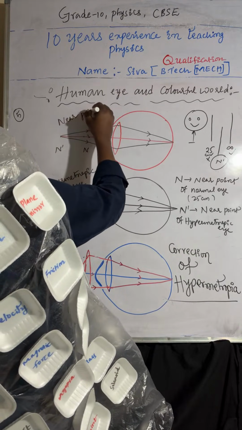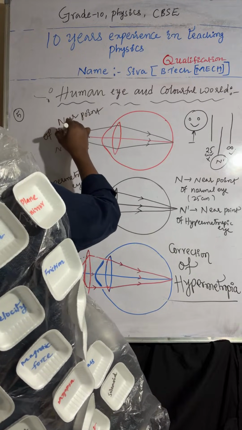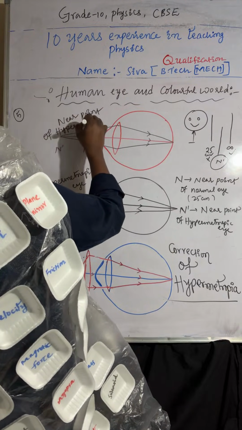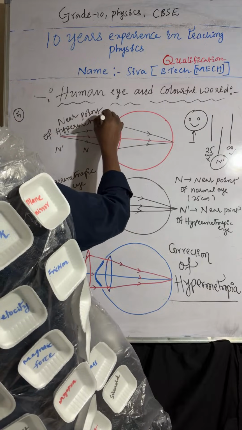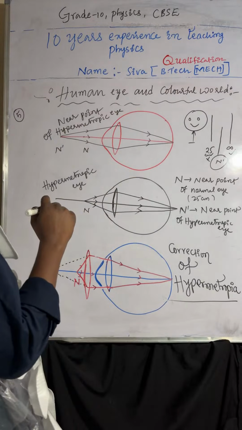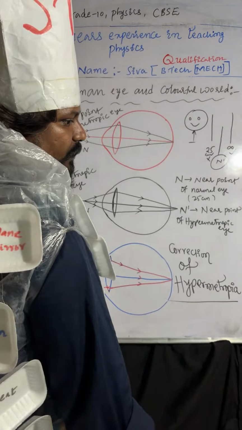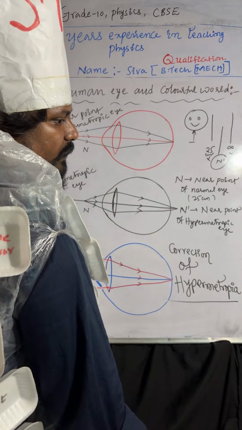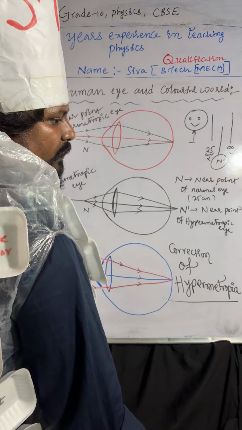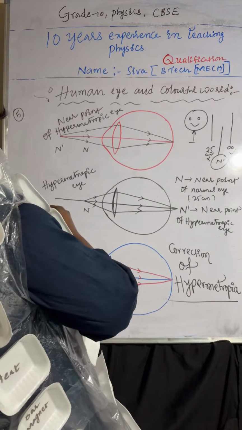Near point of hypermetropic eye. This one is the hypermetropic eye, and this one is the correction of hypermetropia. I hope it is very clear. So next one we will discuss about one more.